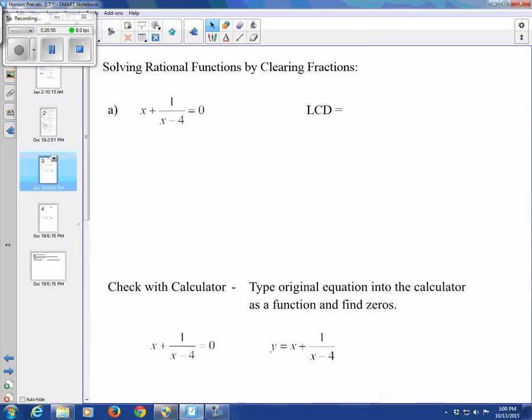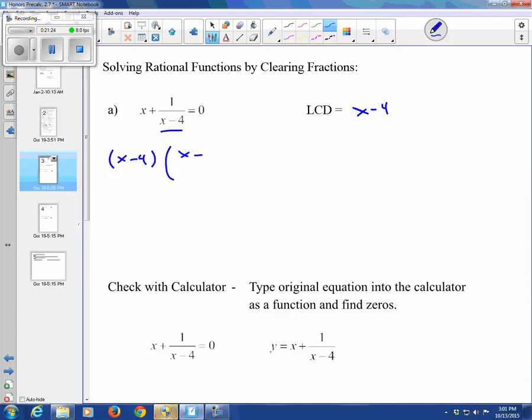Here, moving on, we want to look at situations where we're not necessarily going to get rational numbers as solutions and determine what we're going to do there. So right here, we've got x plus 1 over x minus 4 equals 0. And right here, the least common denominator is going to be the only denominator in this case, x minus 4. And when we multiply by that x minus 4 on both sides, we are going to see a quadratic come for us.